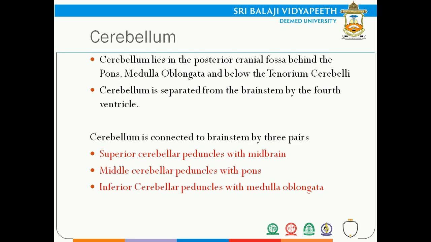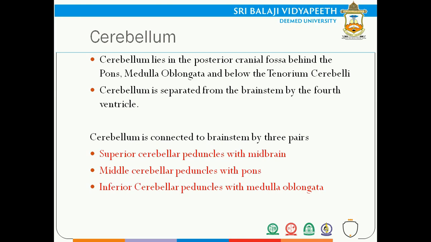The cerebellum lies in the posterior cranial fossa and it is the second largest part of the brain. It is seen behind the pons and medulla oblongata, below the tentorium cerebelli. It is covered by a layer of meninges called the tentorium cerebelli that covers the posterior cranial fossa like a roof. The word tentorium means it forms a tent over the posterior cranial fossa and covers the hindbrain. So the cerebellum is the largest part of the hindbrain and it is covered by the tentorium cerebelli.